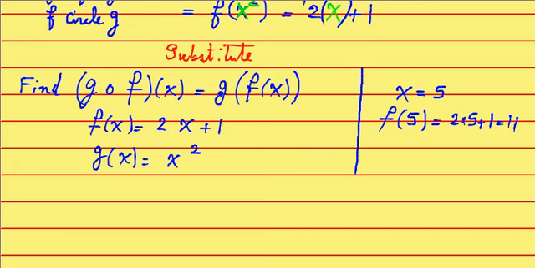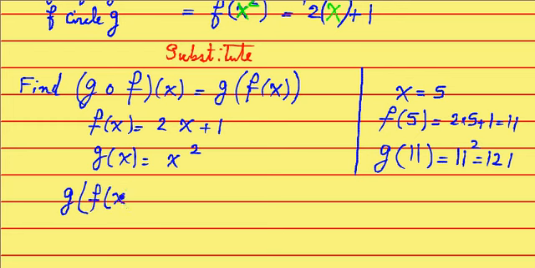Who goes next? G goes next. What is it that g is going to see? G is going to see whatever f produced. So g is going to look at 11, and that's going to be 11 squared. It's going to be 121. So that's how it goes with a particular number in algebra. How is it going to work for g of f of x? Well, f of x, here we have it, is 2x plus 1.